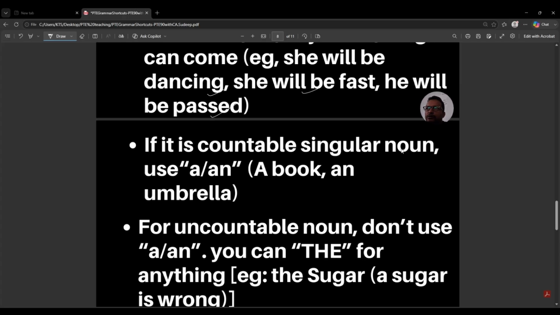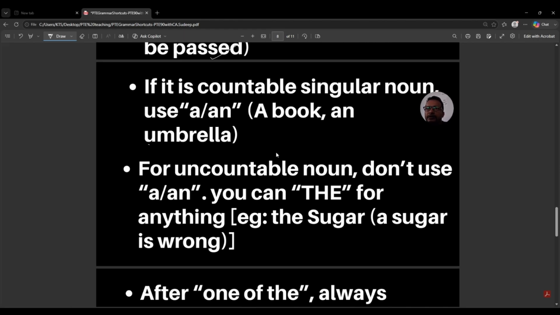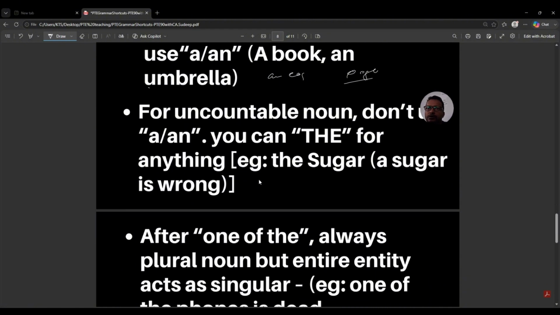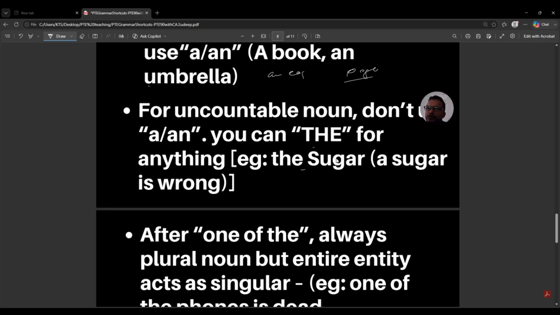If it is a countable singular noun, use a or an, right? So remember the concept, a book, an umbrella. It depends on the sound it makes. A and an are the indefinite articles, so it should be like an eagle, right? If you have to write eagles only, you can write eagles only, because this is plural, so a or an is not coming. For an uncountable noun, don't use a or an. You can use the, for example, the sugar, right? But you cannot say a sugar, because it is not countable.